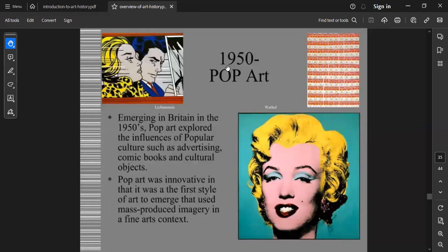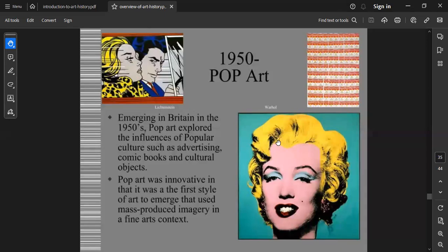For pop art, emerging in Britain in the 1950s, pop art explored the influences of popular culture. So the same kind of essence that you can see here. And in the printing industry, in intaglio, a lot of application of pop art has been done. And these are influences of popular culture, such as advertising, comic books, cultural objects. And why is it so famous in advertisement and comic books? Because you have contrasting bright colors. These bright colors were able to catch immediate attention, right?